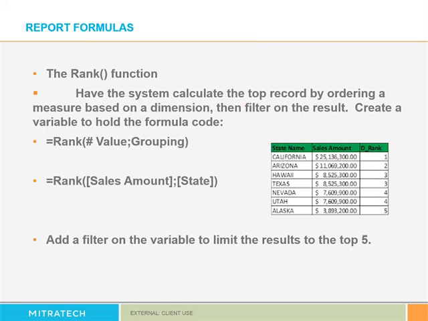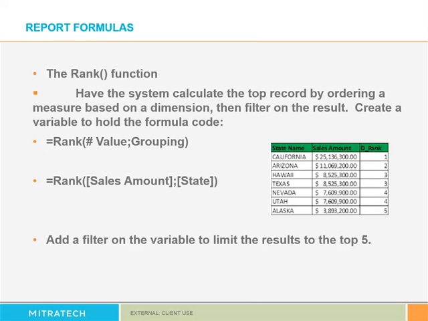Another common example is the rank function. The rank function takes in two input values, the numeric value, and then what you want to group that item by. In this example, we are going to create a top 5 states by their sales amount using this rank function. So the dimension in this case is the state name. The measure that is going to rank is the sales amount field. And on the right-hand side, you can see that it has done exactly that.